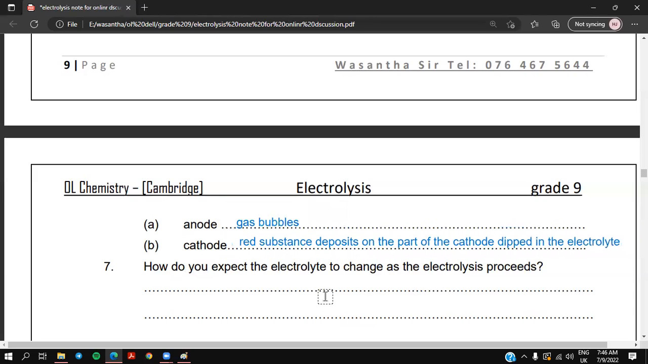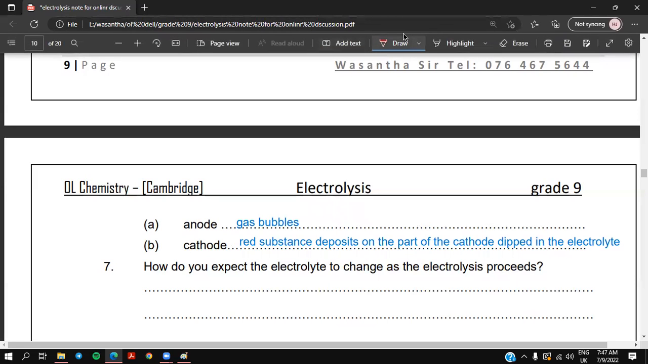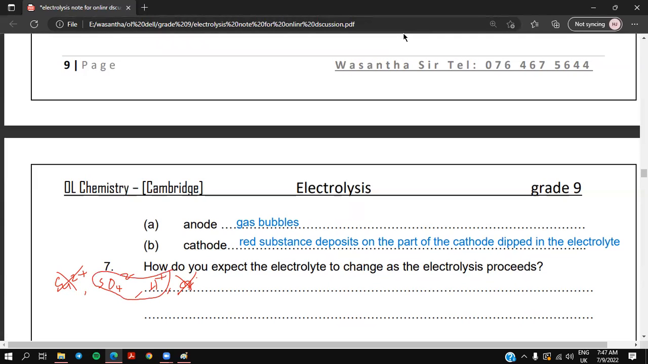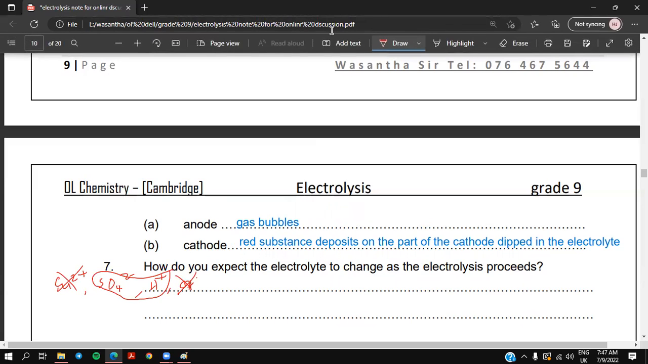How do you expect the electrolyte to change as the electrolysis proceeds? The solution has copper ions, sulfate ions, hydrogen ions, and hydroxyl ions. For the cathode reaction, copper ions go. For the anode reaction, hydroxyl ions go. But what remains? Sulfate ions and hydrogen ions are going to remain. So the acidity of the solution increases and the solution slowly changes to dilute sulfuric acid.